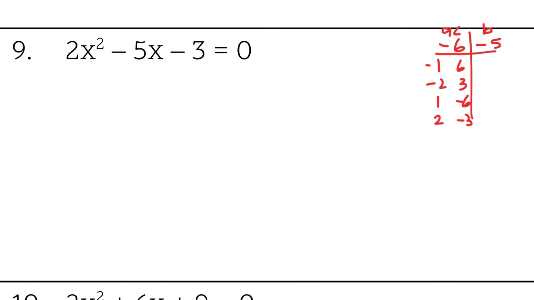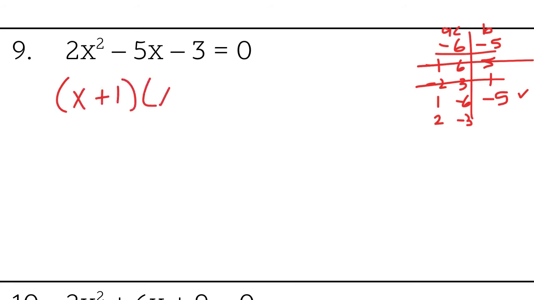We need the one that adds up to negative 5. So that first one gives me positive 5, so that's not exactly what I wanted. This next one gives me positive 1, again, not what I wanted. This next one gives me negative 5, so those are the ones we're going to use. x plus 1, x minus 6, and it still equals 0.